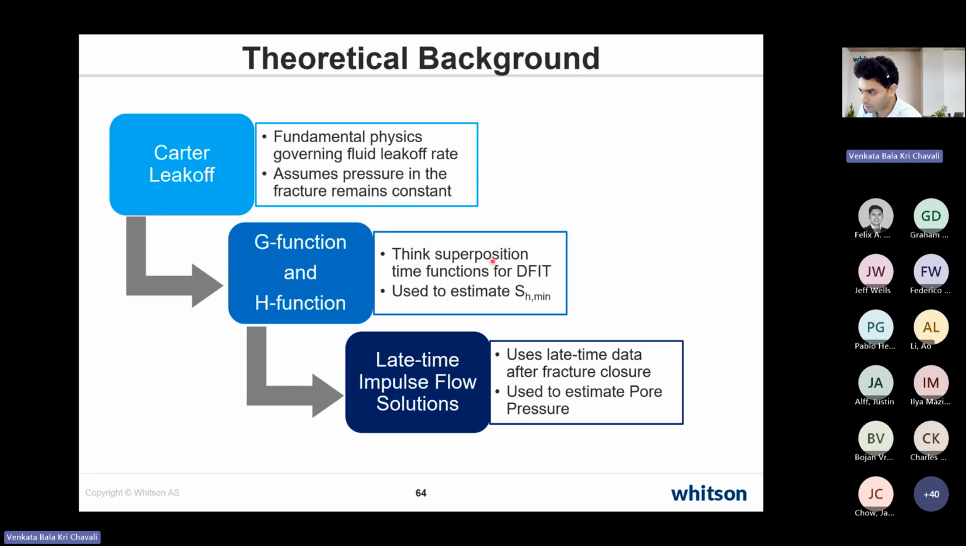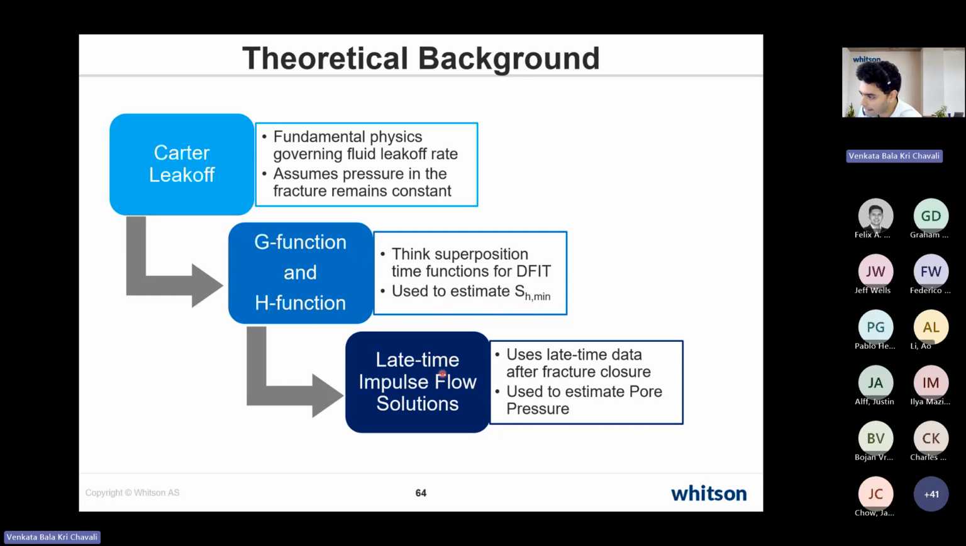The G function and the H function are effectively superposition time functions for DFIT, where the G function has been laid out as proportional to leak-off rate. I'll show you how based on an equation in the next slide, but effectively that's what we'll use to estimate the SH min, the minimum principal stress.